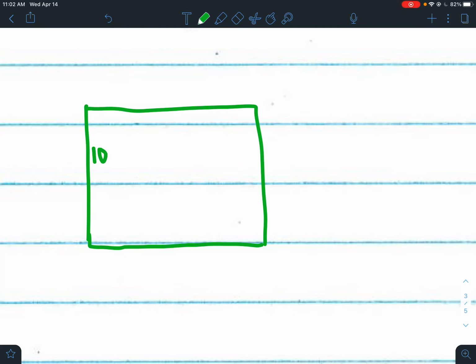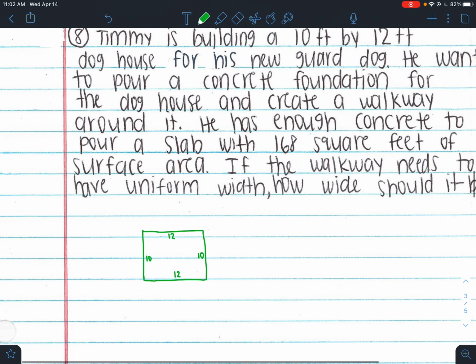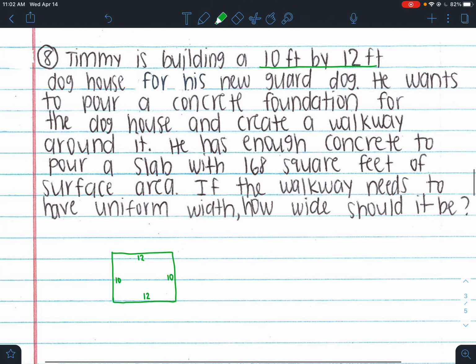I'm going to label it: if that length is 10, then this length is going to be 12. I'm actually going to put that there in the middle. So this length would be 10, and this length down here would be 12. So we have a 10 foot by 12 foot doghouse. Let's go ahead and highlight that, 10 foot by 12 foot doghouse.